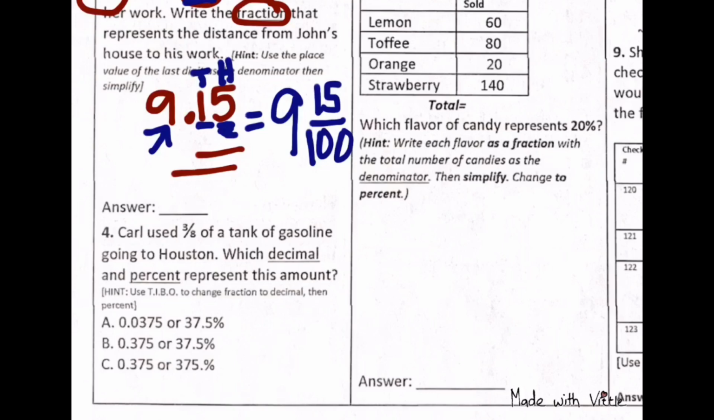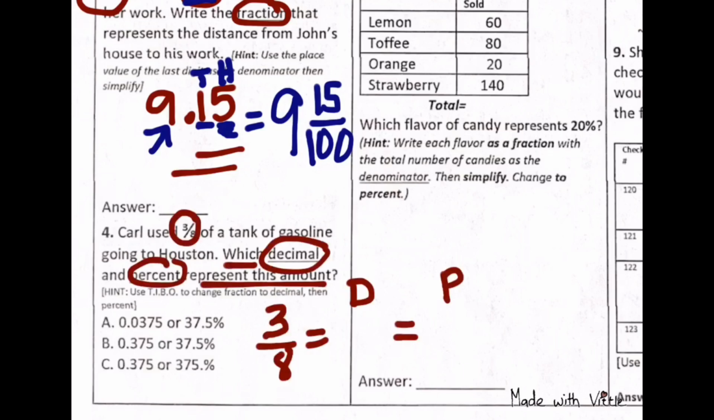Number 4, it says Carl used 3/8 of a tank of gasoline going to Houston. Which decimal and percent represent this amount? So the given fraction is 3/8. You want to change it first to a decimal by doing top in, bottom out, like what it says on the hint, and then move the decimal point twice to the right to change it to a percent.